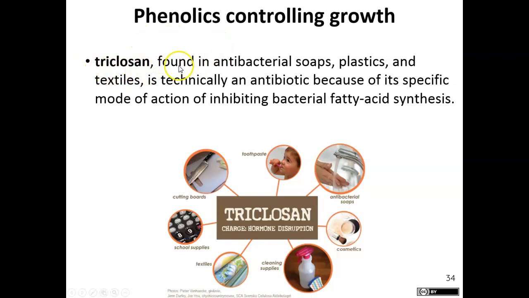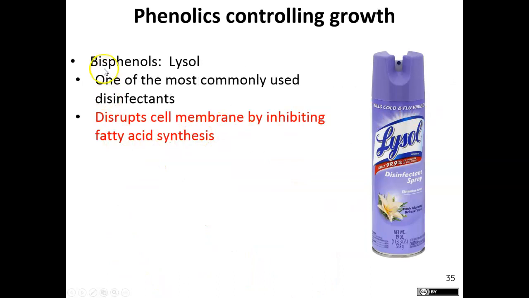Triclosan is a phenol. It's found in antibacterial soaps, in plastics, in textiles. It is an antibiotic in and of itself because of how it inhibits bacterial fatty acid synthesis. So you can find it in toothpastes, in cosmetics, school supplies, just everything to control microbial growth. Then we have bisphenols, another type of phenol, and Lysol, which is one of the most commonly used disinfectants.